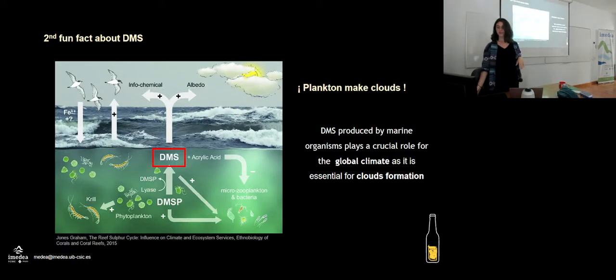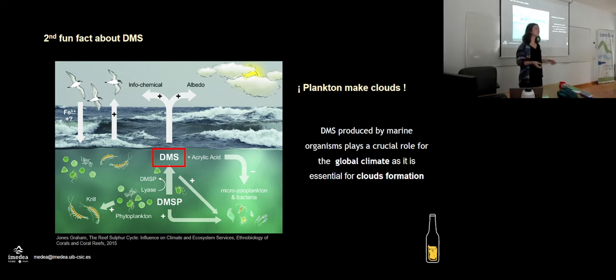And let's put a second fun fact about DMS, which is not about this work: the DMS produced by marine organisms is a lot. And from the water, there's a flow to the atmosphere. This is then a precursor for sulfur-containing aerosols, which are cloud condensation nuclei, which can affect the global climate, because on the big scale it can affect the formation of clouds. But this was just a fun fact.